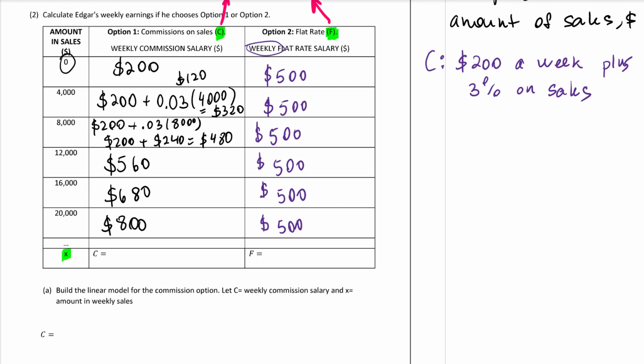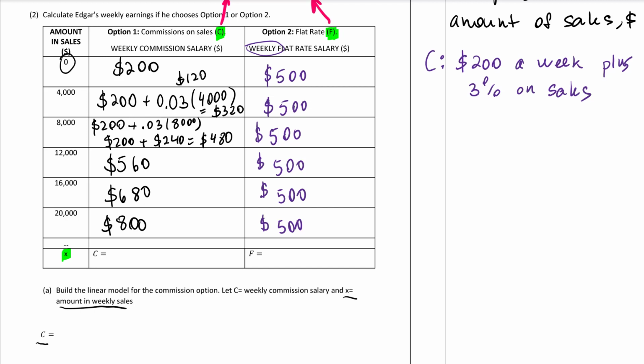Alright, so now we are building a model. Based on the pattern of the computation that you have done, can you write an equation that will give us the salary, the commission salary, if X is the amount of sales that he makes in a week? For each of these calculations, you did the same thing. All of them had the same components. Can you write the equation? I'll give you a moment to do so.